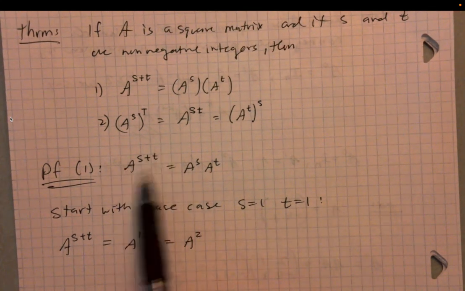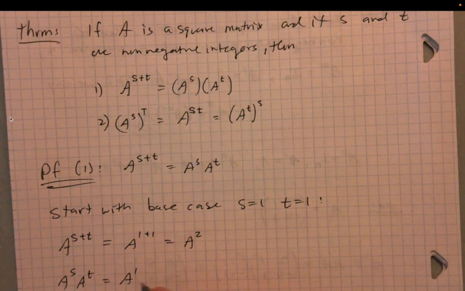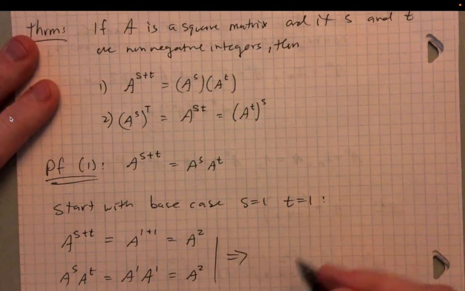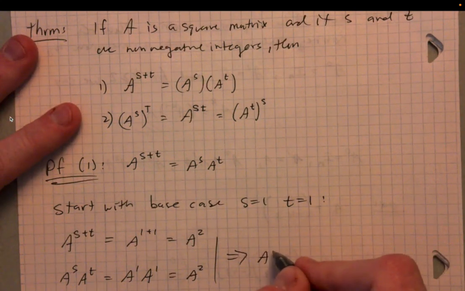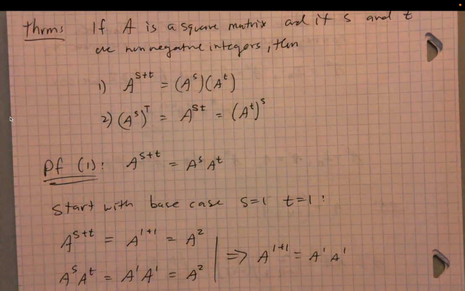And so that's this side. What about the other side? A to the S times A to the T is equal to A to the 1 times A to the 1, which we know is A squared as well. That's just A times A. These two together show that for S equals 1 and T equals 1, A to the 1 plus 1 equals A to the 1 times A to the 1. So as you would expect, that's the base case.